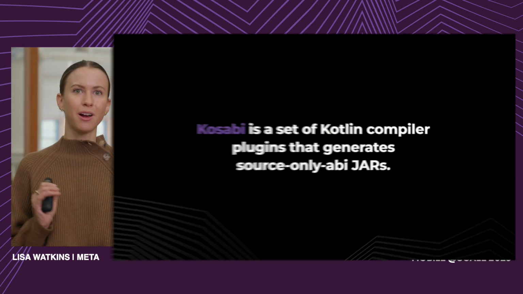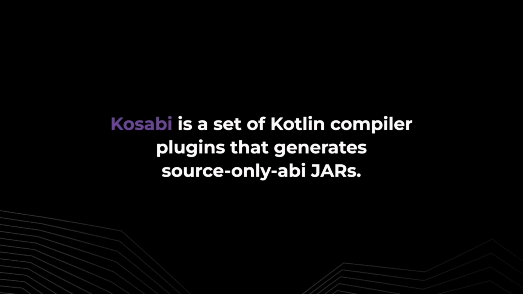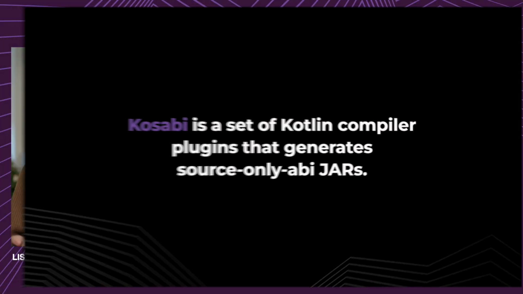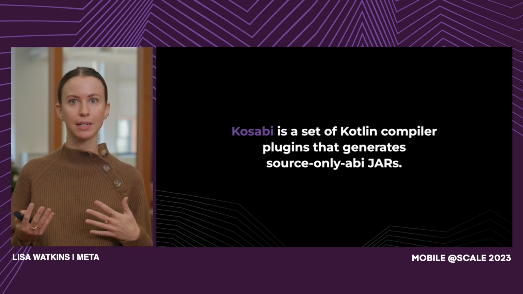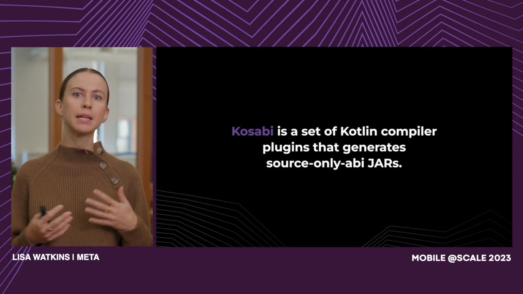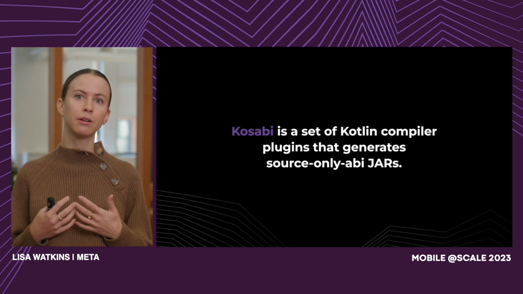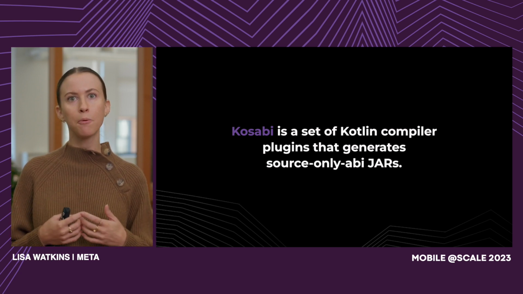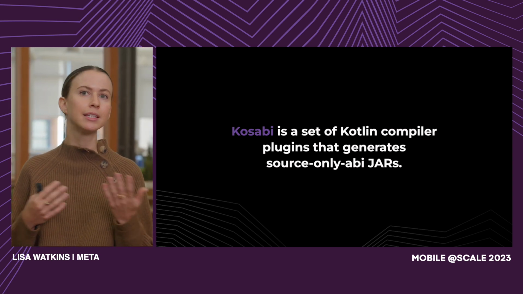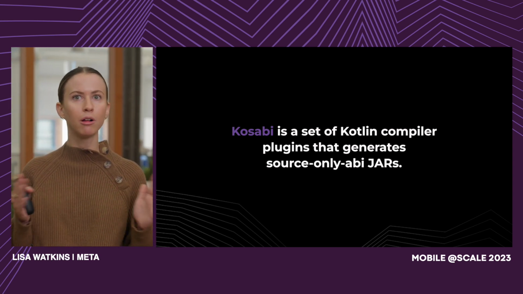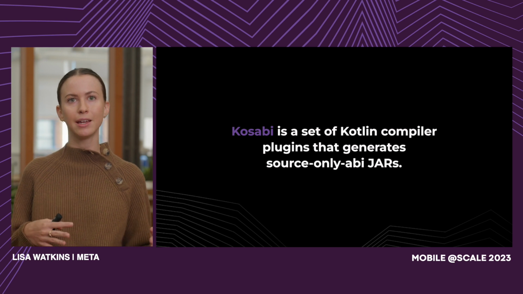So enter Kasabi. Kasabi is a set of compiler plugins built for Kotlin in-house by Meta. Kasabi generates source-only ABI jars. Let's back up a little bit. We talked about ABI, Application Binary Interfaces. Basically, when you build any sort of JVM program, your output is a jar file. And a jar file is essentially a zip file that represents all of the JVM code and metadata in your application.